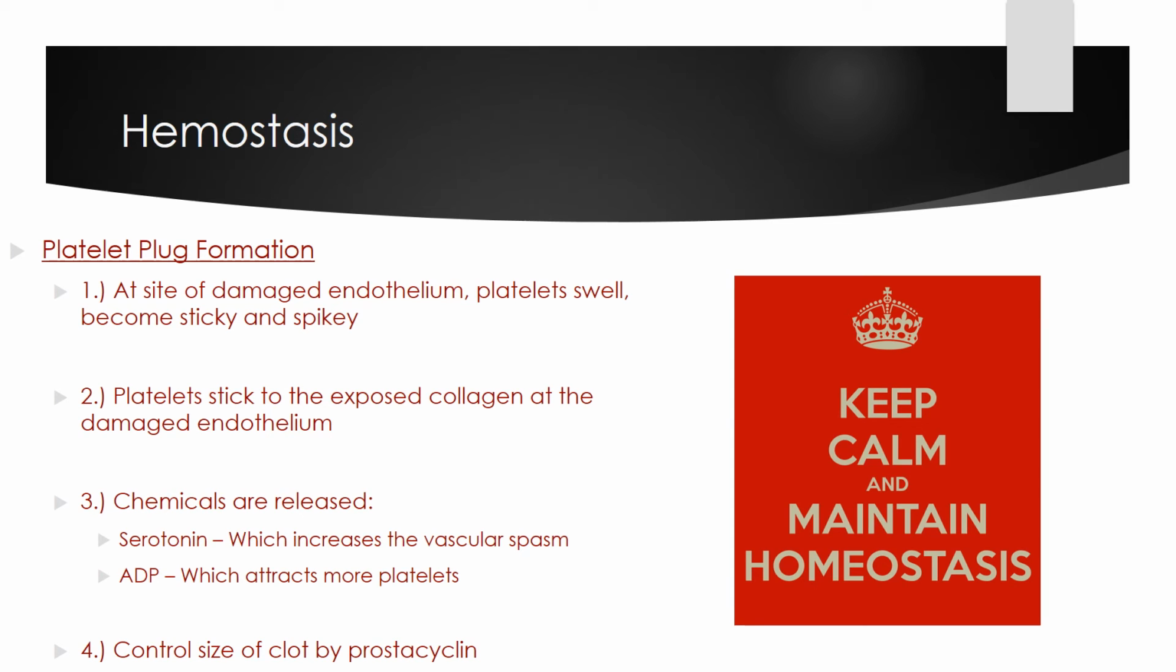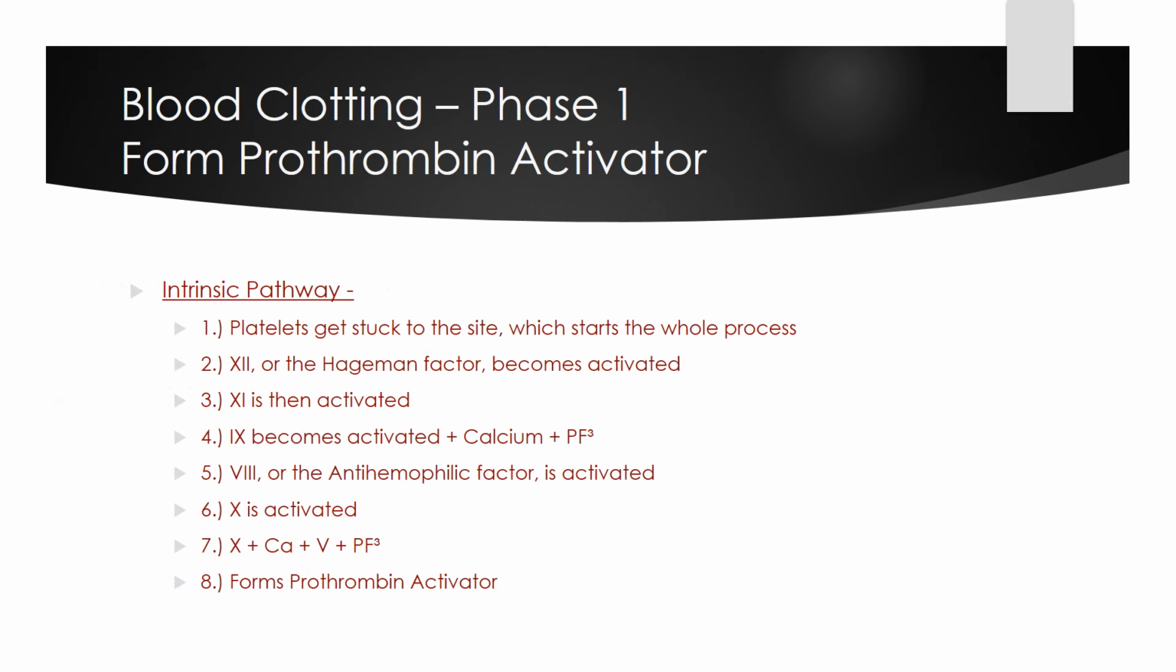Chemicals are released. Serotonin, which increases the vascular spasm, and ATP, which attracts more platelets. Now you don't want your whole body to clot, right? So to control the size of the clot, prostaglandin gets involved. Here's a quick list of blood clotting phase 1. The formation of prothrombin activator.